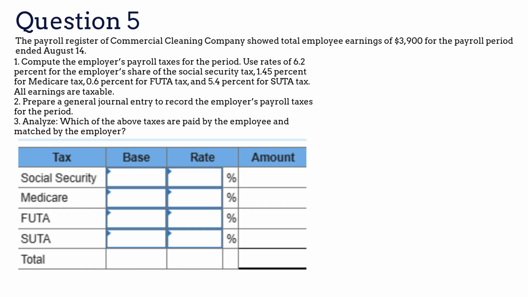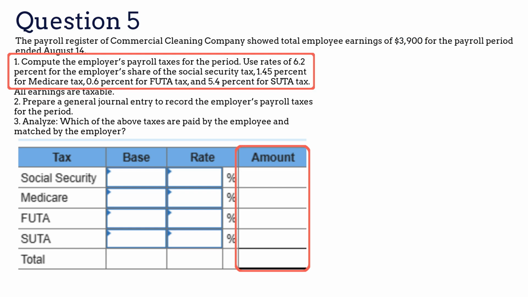Question number 5 is about Commercial Cleaning Company, which showed total employee earnings of $3,900 for the payroll period ended August 14. You have 3 tasks for question number 5. First, you'll calculate the employer's payroll taxes for the period. This part is very similar to question 2. And the question tells you that the earnings are $3,900 and that all earnings are taxable. In addition, you are provided with the percentages for each of these taxes.